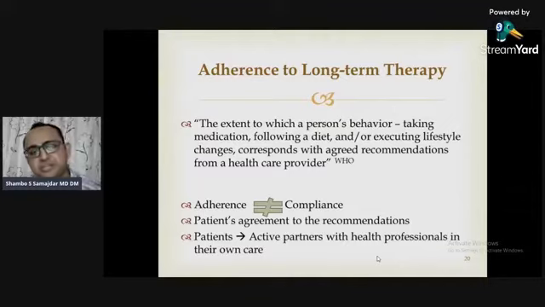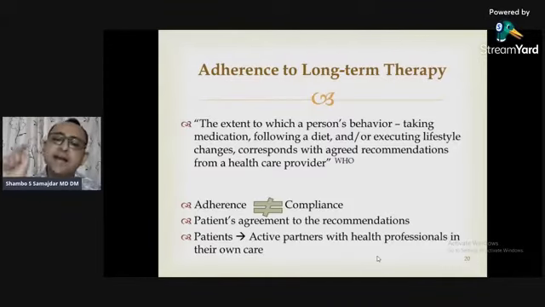executing lifestyle changes corresponds with agreed recommendations from a healthcare provider. So there should be an agreed recommendation, and it is important to consider that adherence is not equal to compliance. In compliance, there is no active participation from the patient's side, but in adherence, we should have active participation from the patient's side. So in this type of therapy, like obesity management, we should act as a coach. The main player who will play in the field is the patient.